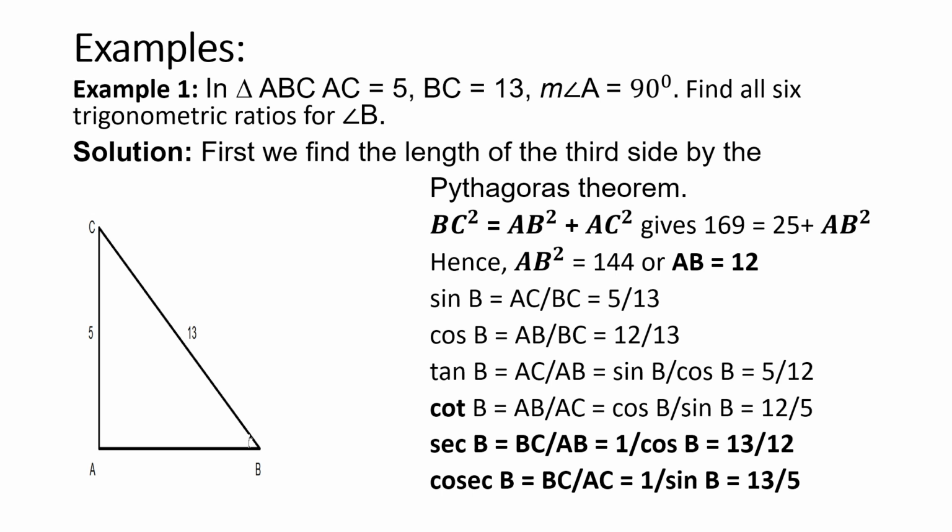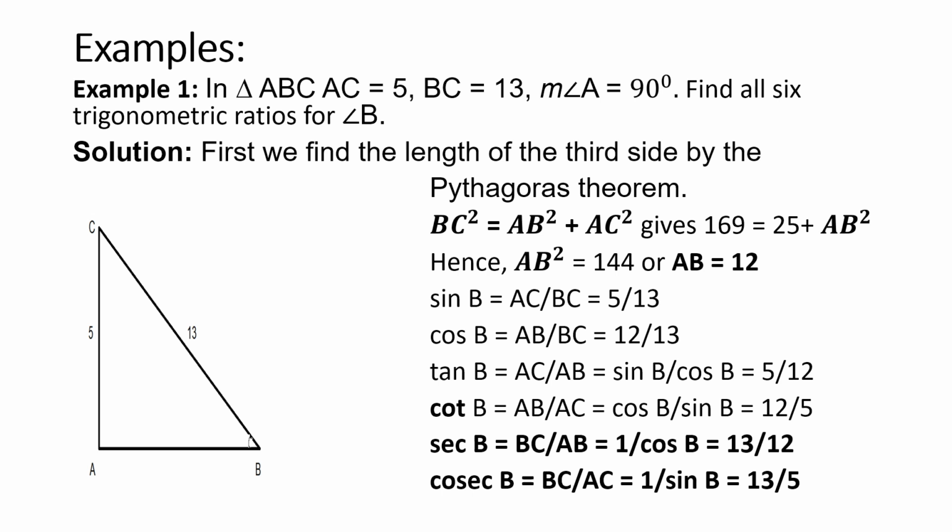Let us take some simple examples to understand the trigonometric ratios. In triangle ABC, if AC is phi, BC is 13, and the measure of angle A is 90 degrees, means A is the right angle. Find all the 6 trigonometric ratios for angle B.